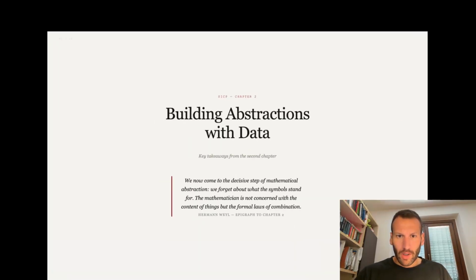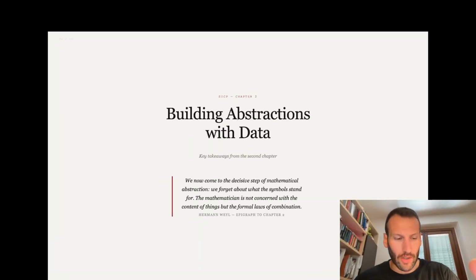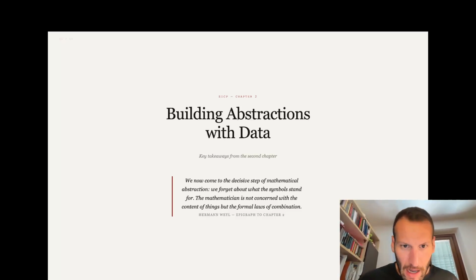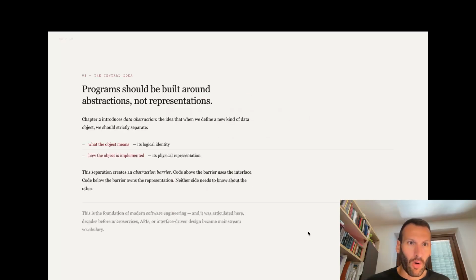Okay, before continuing with chapter 3 of Structure and Interpretation of Computer Programs, I would like to do a brief recap of what we have seen in chapter 2. So, the central idea is that computer programs should be built around abstractions and not representations.